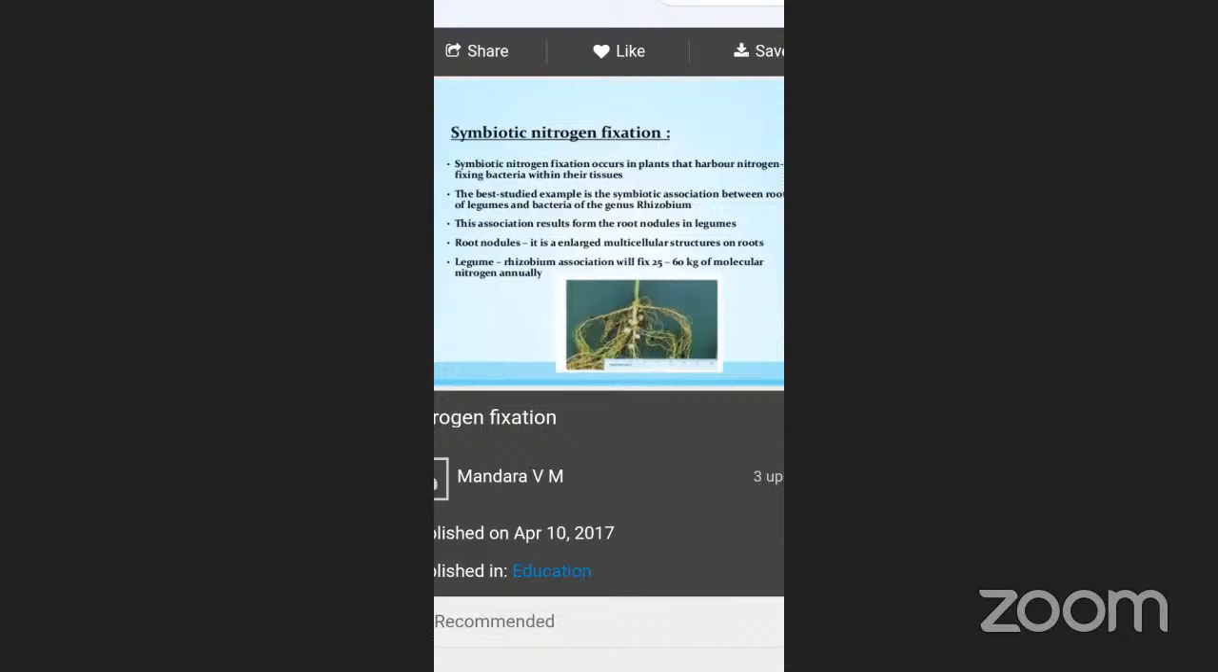Another one is symbiotic fixation. Here symbiotic fixation includes legume symbiosis and non-legume symbiosis. Legume symbiosis means Rhizobium with legume plants. The legume root nodules are associated with Rhizobium bacteria to fix the nitrogen into nitrites and nitrates. Legume plants, for example, Phaseolus and Pisum sativum, have Rhizobium bacteria. Non-legume symbiosis is also there.